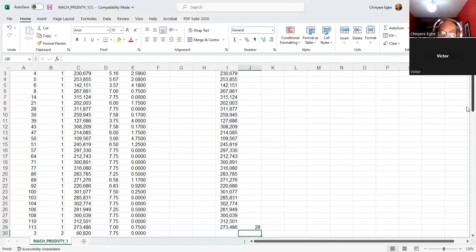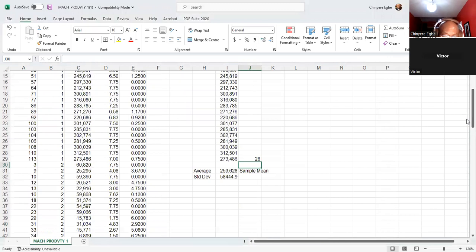So I have a sample size of 28, okay? Which is a small sample. But this is what we have. And so we have a sample size of 28, and so you cannot do a test of hypothesis.